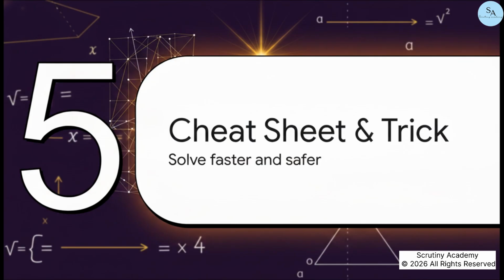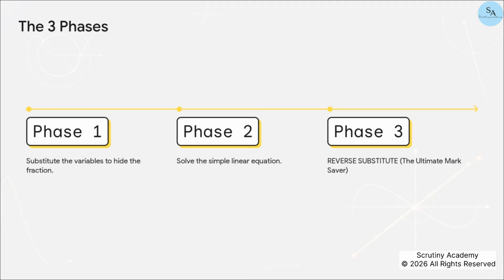Finally, Section 5, Cheat Sheet and Exam Trick, how to solve faster and safer. Here is your trick visualized as a simple flow. I want you to always approach these problems in 3 distinct phases. Phase 1, substitute the variables. Just hide the scary fractions so your brain stays calm. Phase 2, solve the simple linear equation. And Phase 3, honestly, I want you to mentally draw a giant red circle around this. Reverse substitute. This is your ultimate mark saver.